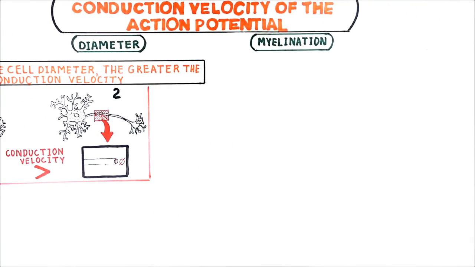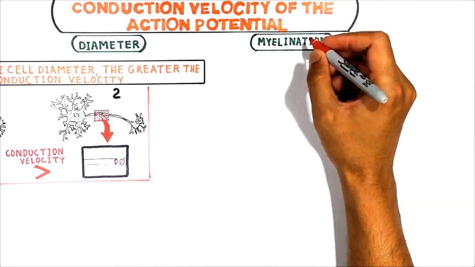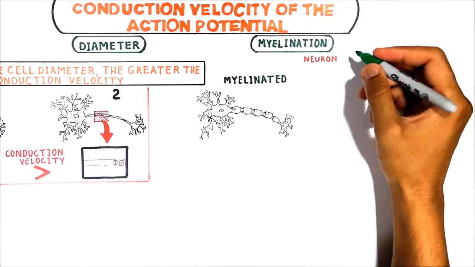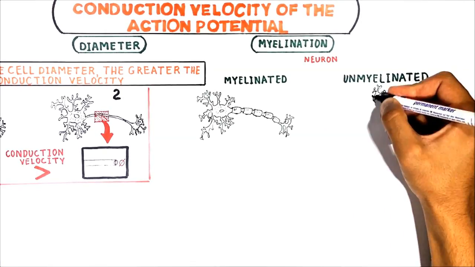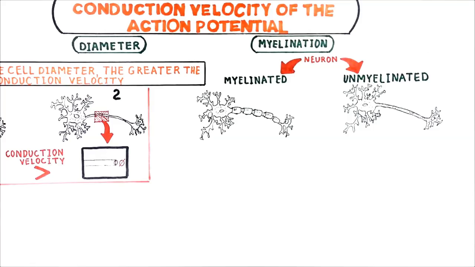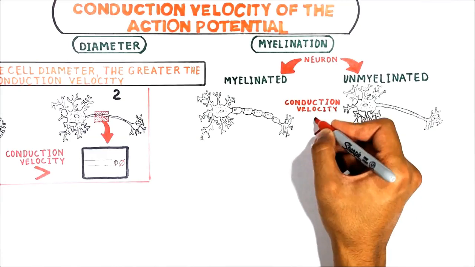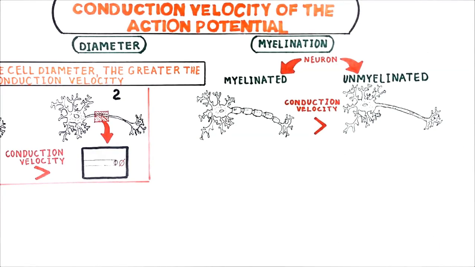Talking about the second factor of increased velocity of the action potential, you have to know that there are two types of neurons: myelinated and unmyelinated neurons. It is extremely important to note that the conduction velocity is higher in a myelinated neuron than in an unmyelinated one. In order to understand why, let's first talk about conduction velocity in unmyelinated neurons, then I'll explain how myelination of the neuron increases the conduction velocity of the action potential.